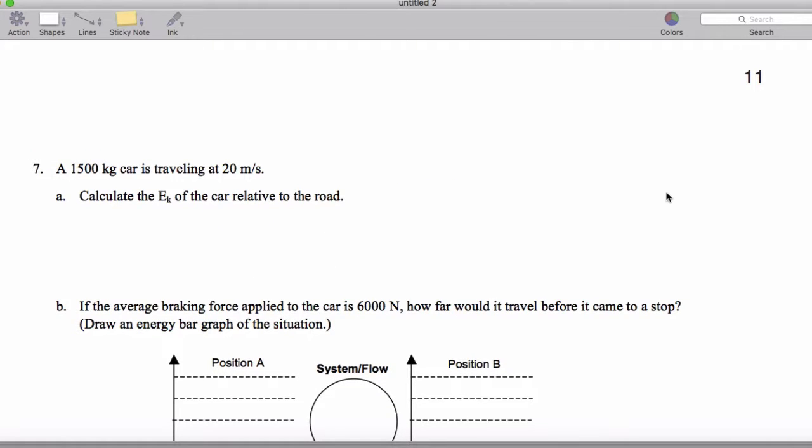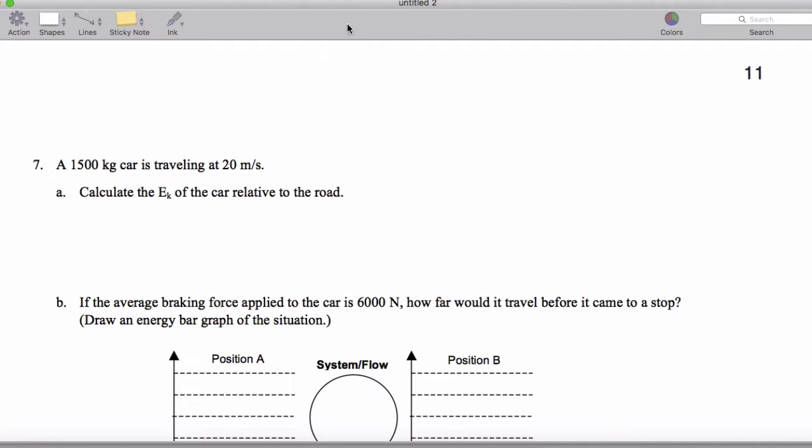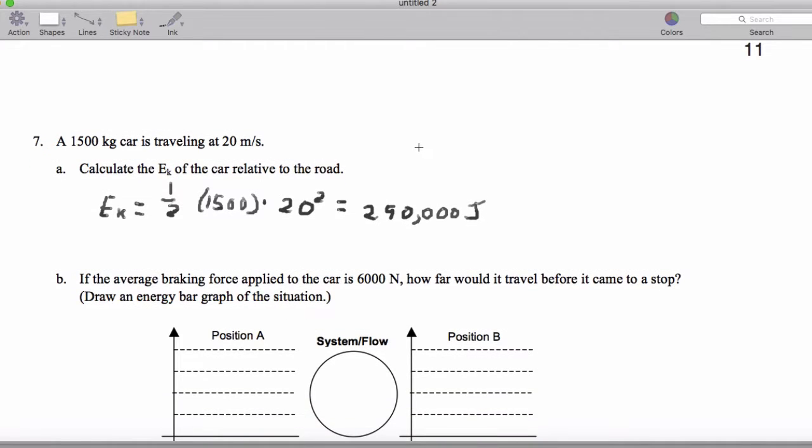For number 7, a car is traveling at this speed. We want EK. Nothing major here. Let's just go ahead and do that calculation. So EK is going to equal 1/2 times 1,500 times 20 squared. And that's given me 290,000 joules. That seems reasonable for a very massive car going relatively quickly.